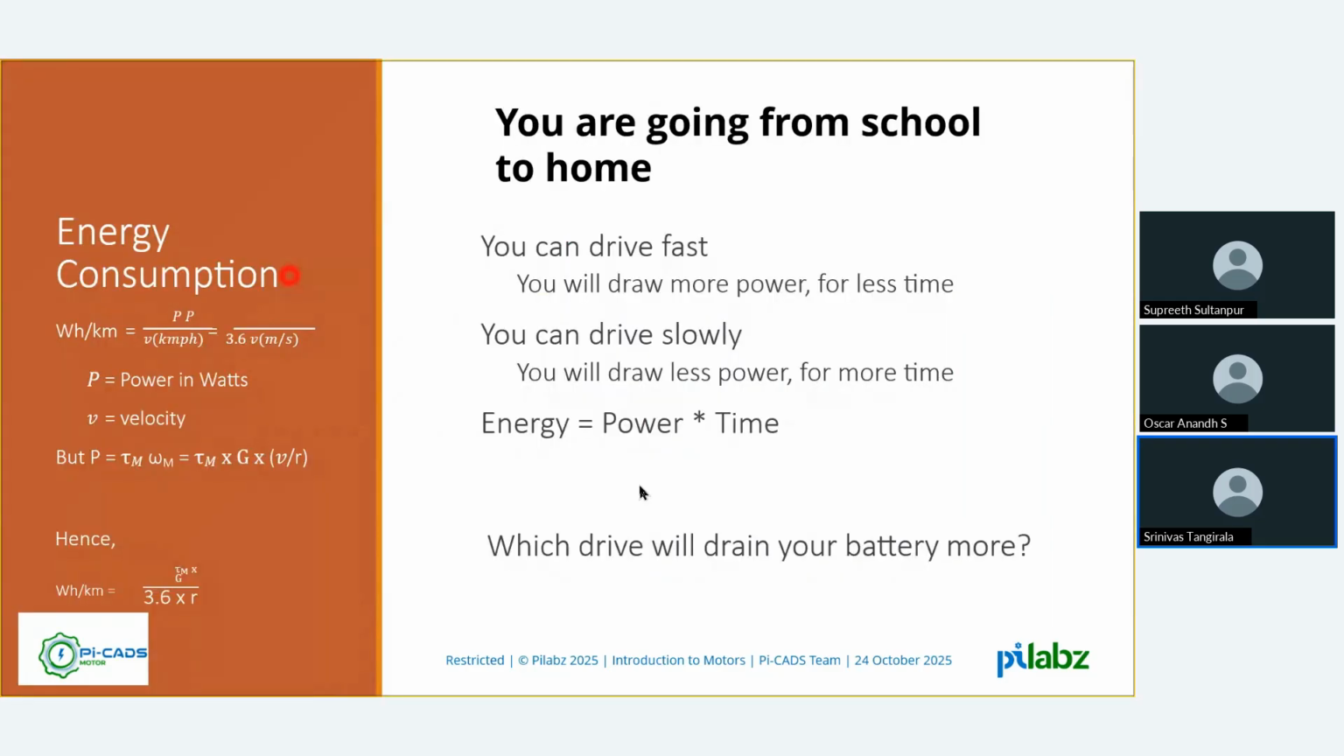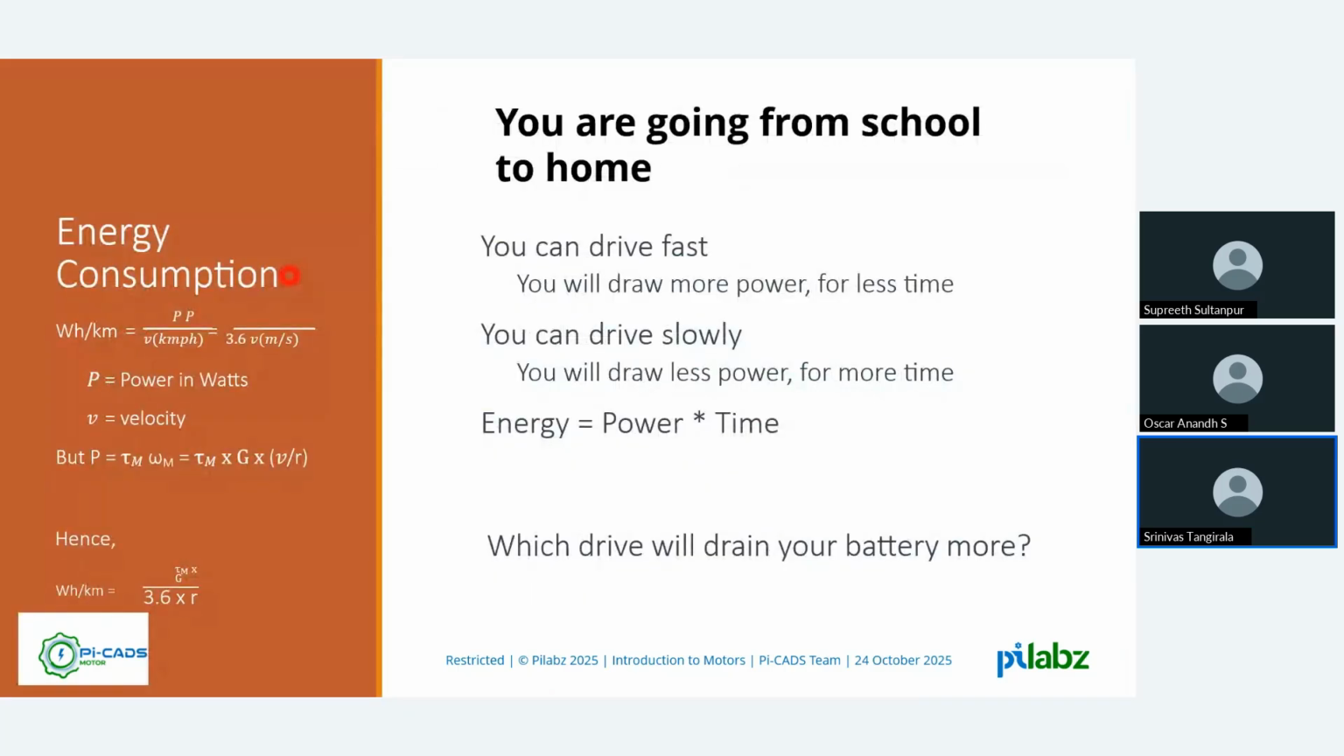Now there's a question for you. You're going from school to home, in a vehicle, let's say a two-wheeler like a Bajaj Chetak or Ola electric vehicle. You can drive fast, you will draw more power for less time, right? Or you can drive slowly, but you will draw less power for more time. So energy is equal to power times the time. So which drive will drain your battery more? This is a question you can answer.